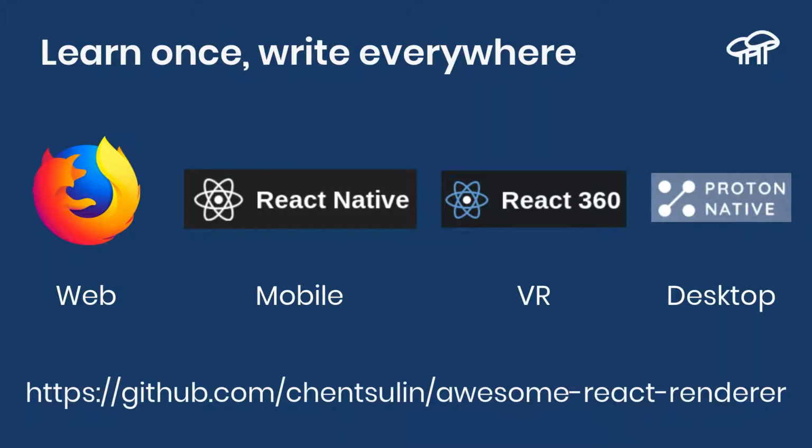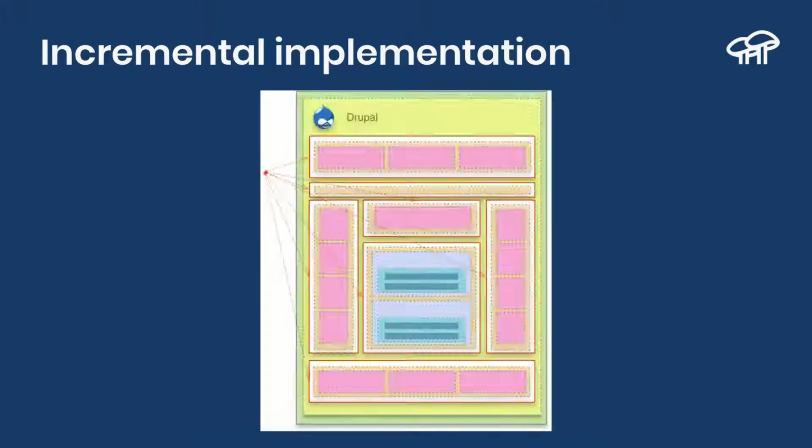There are about 15 renderers, and you can find them in that URL. You can use React, for example, to write PDF documents, to create SVGs, images, and so on. So have a look at that. But the idea is, once you learn to use the framework, you can create so many different types of application.